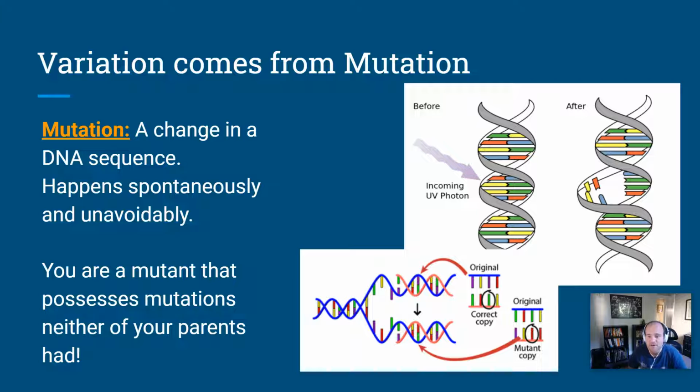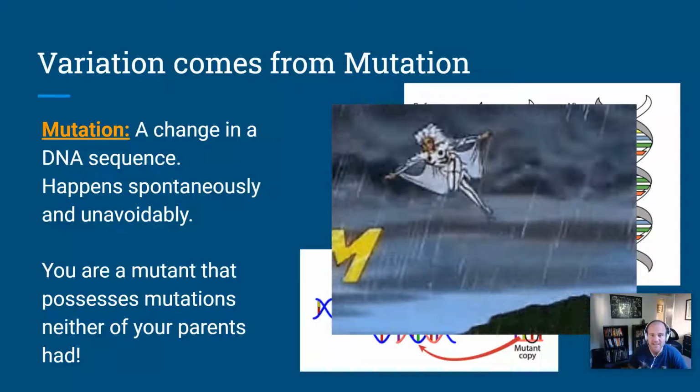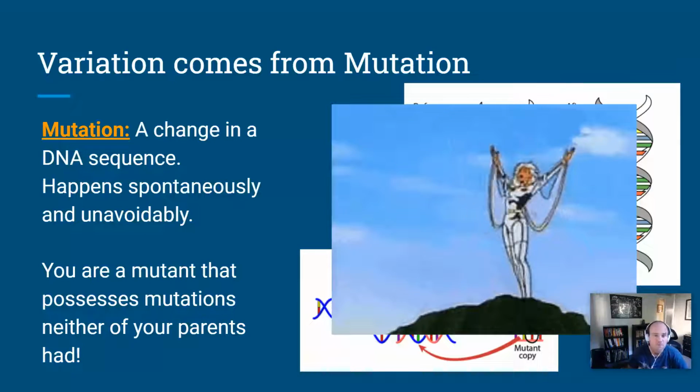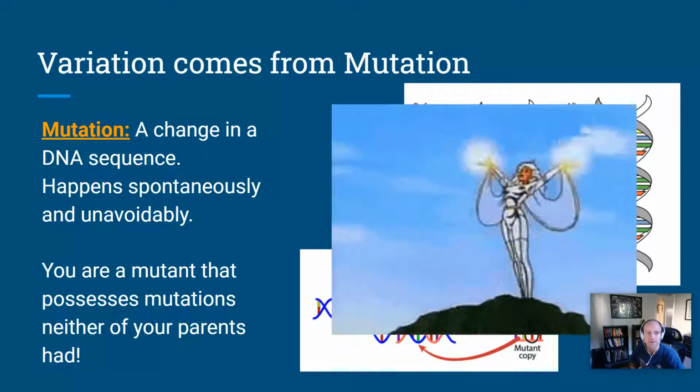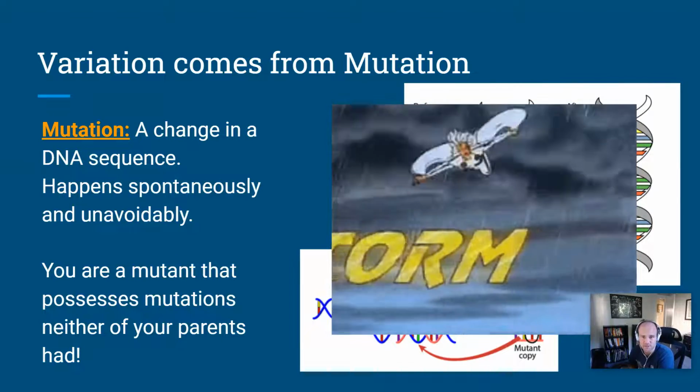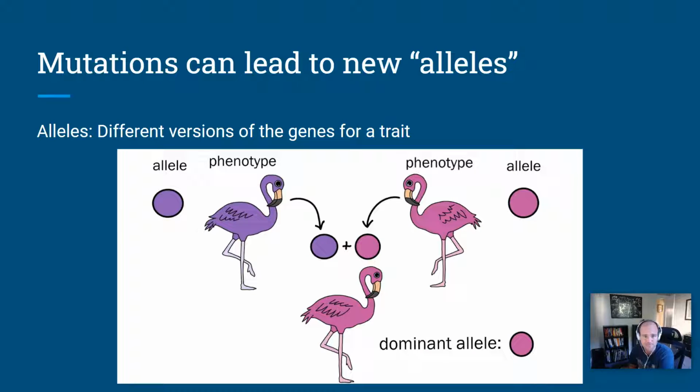So, where does this variation come from? Well, one source of variation is mutation. This is a change in your DNA sequence. This happens spontaneously, randomly, and totally unavoidably. You are a mutant. You possess mutations that neither of your parents had. Probably not weather control like Storm, but you yourself are a mutant with new variations on traits that your parents did not have. And these mutations can end up leading to new alleles.